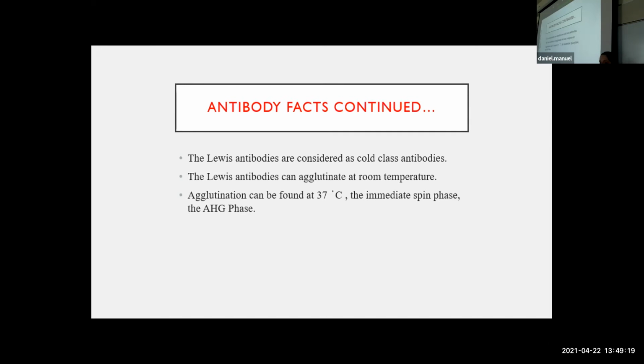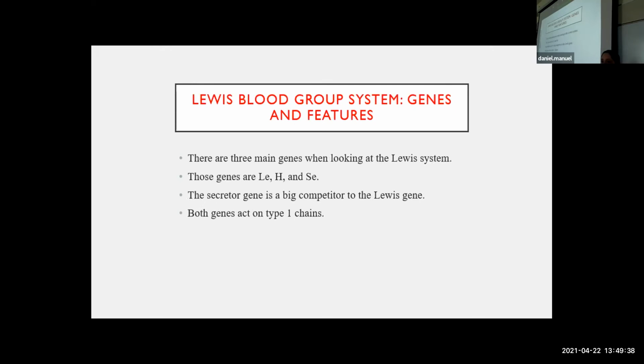The Lewis antibodies are considered cold class antibodies, which means they agglutinate at room temperature. However, for the Lewis system, the optimal temperature is 4 degrees Celsius. However, agglutination can be seen at 37 degrees Celsius, the immediate spin phase, and the AHG phase for the anti-human globulin phase. There are 3 main genes when looking at the Lewis system, and these genes are LE, H, and SE.